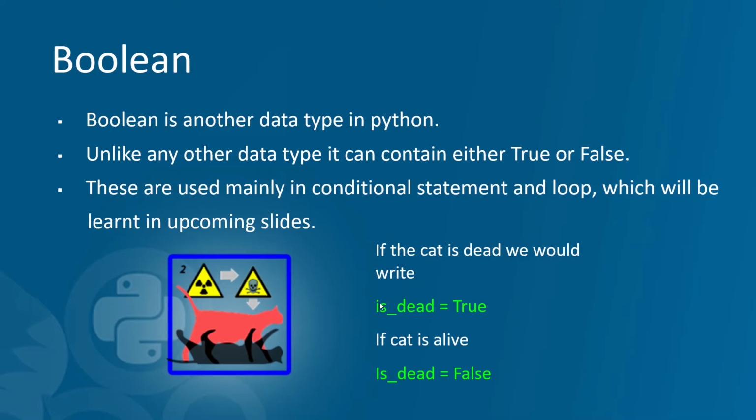So for example, if the cat is dead, we would be writing it like dead. Here dead is a variable name, so we are storing a true. We are writing dead is equal to true, means true is assigned to the variable dead. So true is a Boolean value, and if the cat is alive we would write dead is equal to false. That means the variable dead is assigned the value false. So whenever we call this variable, it will display whatever value we have given to it, like true or false.